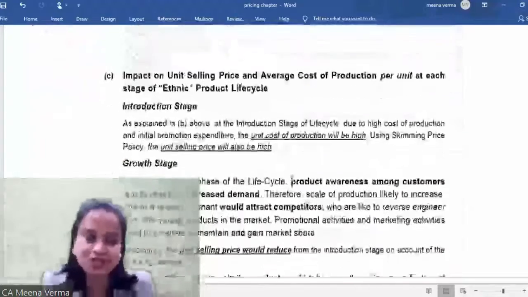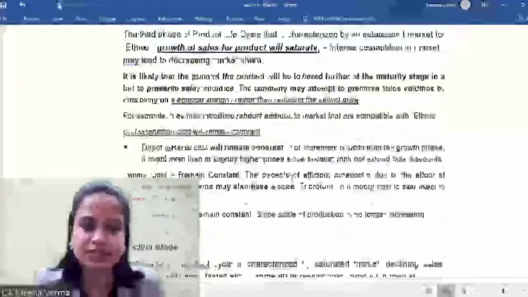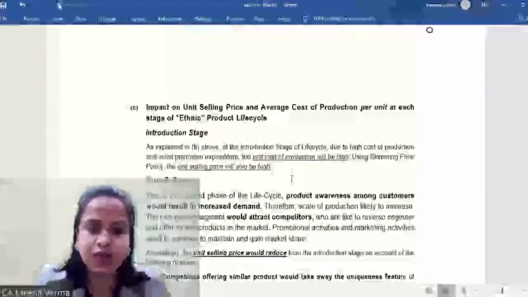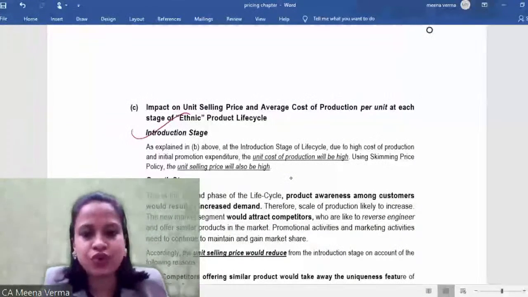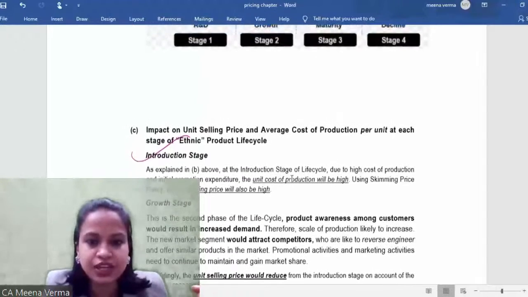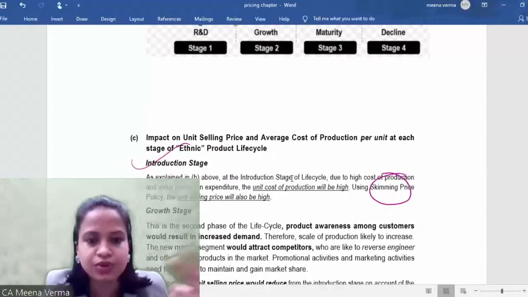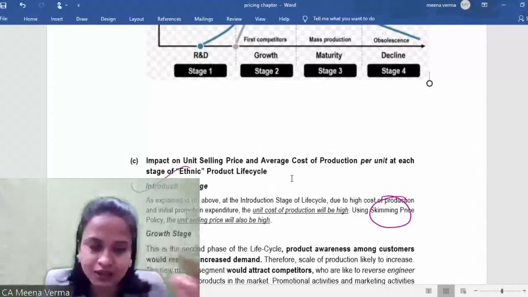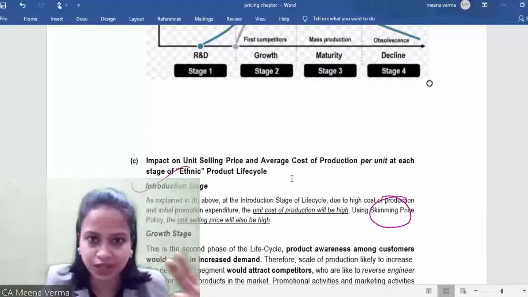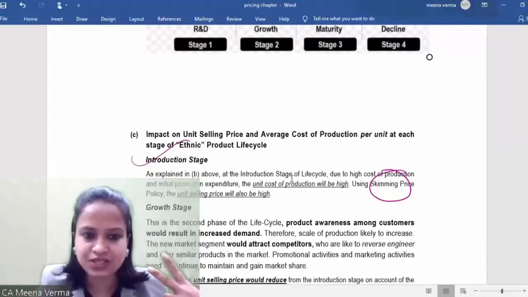Now let us understand this topic. Let us understand it quickly. We have very little time left. So see, in the introduction stage you can follow a market penetration or skimming pricing strategy. You have already given me answers. A skimming pricing strategy is good to follow because it is an innovative and revolutionary product. But also, we are assuming that this product is inelastic in nature, then it's good to follow a skimming pricing strategy.